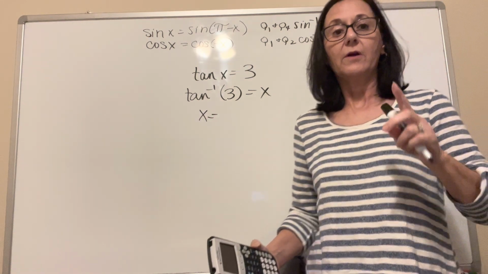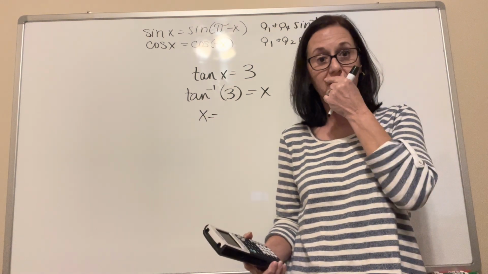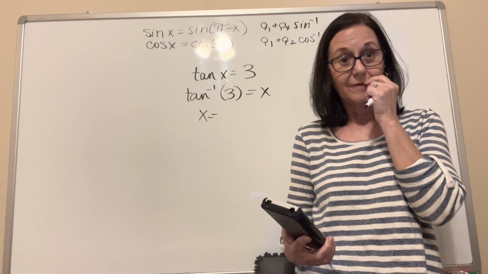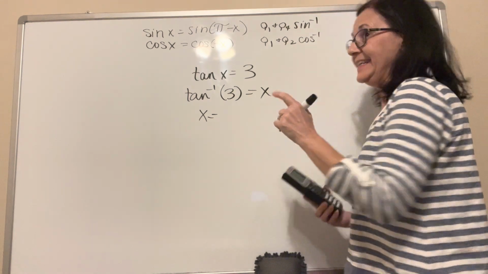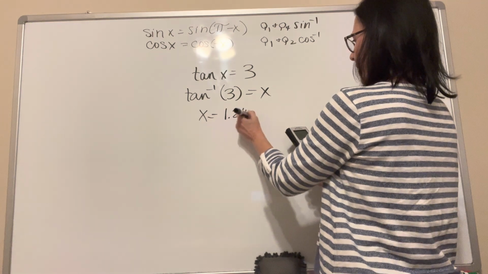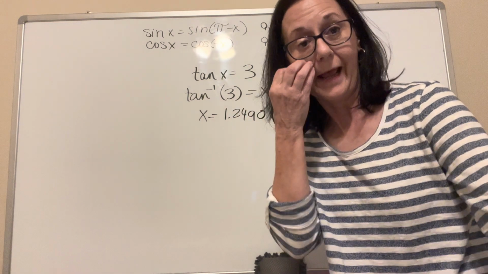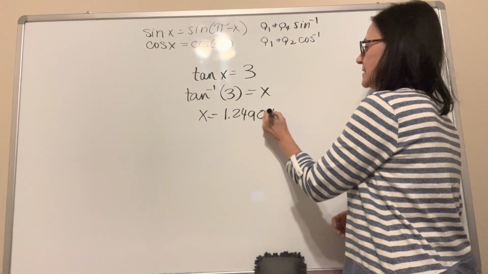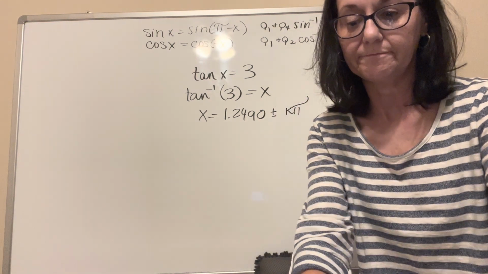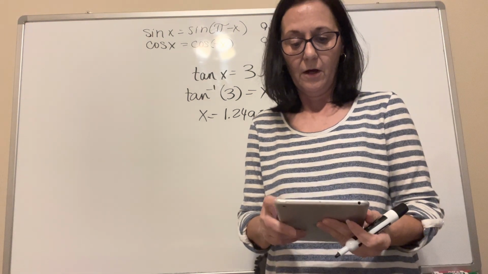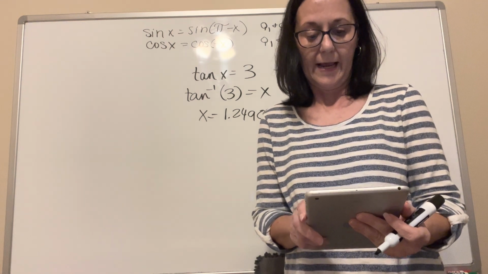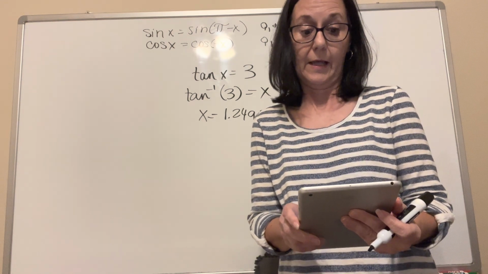Okay, what quadrant are we expecting 3 to be in? The 1st quadrant, right? Yes, the 1st quadrant. Hopefully you got that right. So it's 1.2490, and it's going to repeat every k pi. So plus, minus, k pi. K being a constant, any value, right? All right, those are the basic equations. Now we're going to get more complex.